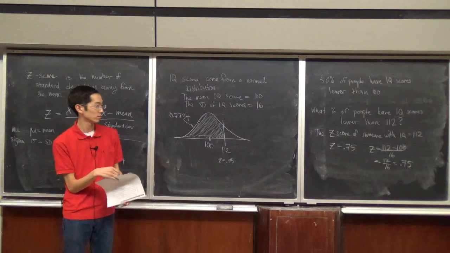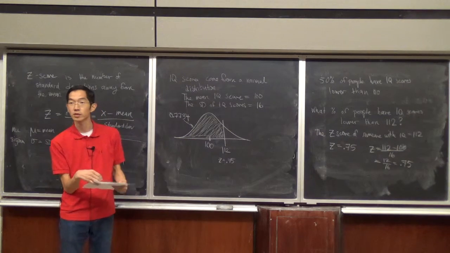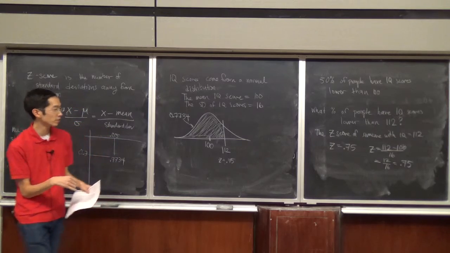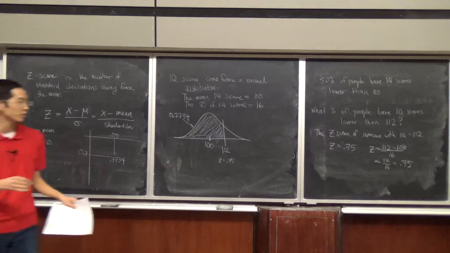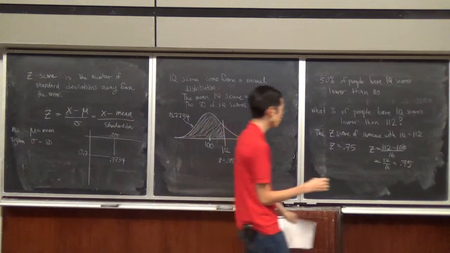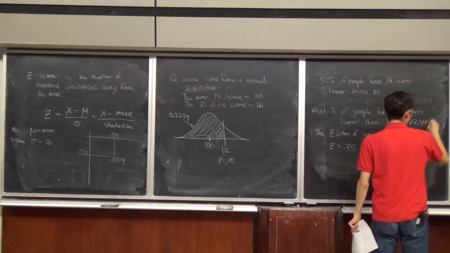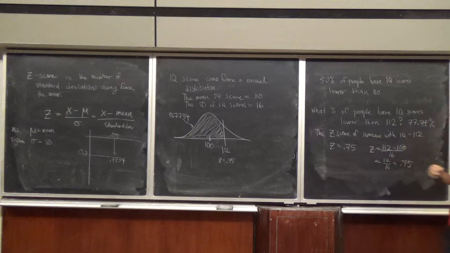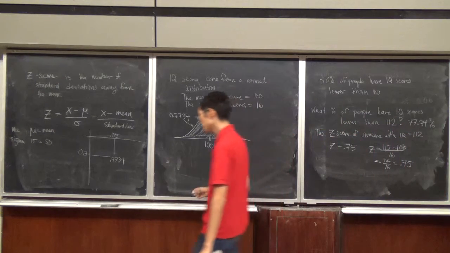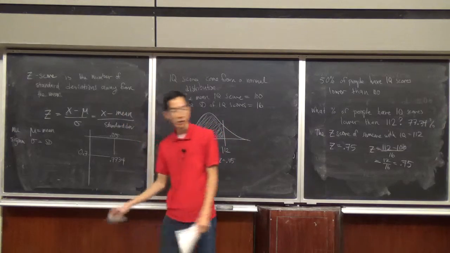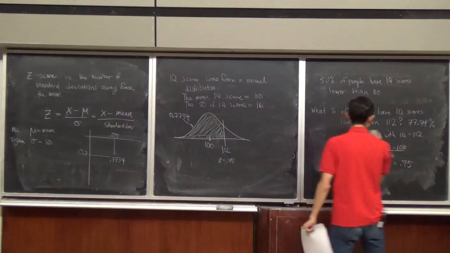Okay. Is that okay? 0.7734, or 77.34% of people have IQs lower than 112. Is that problem okay? So let me give you another example that you are then to solve.